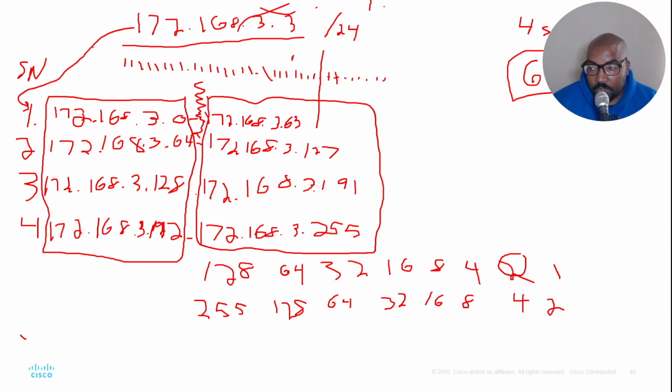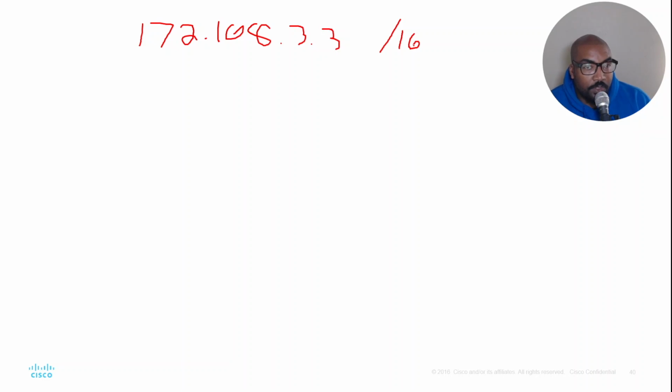So let's do another one. We're going to keep the same IP address up here, 172.168.3.3. The only thing we're going to do now is mess with the subnet. Now we're going to call it a /16. So this is the given IP address now, a /16. The other one was a /24. Now this one's going to be a /16. So let's take a look at this one.